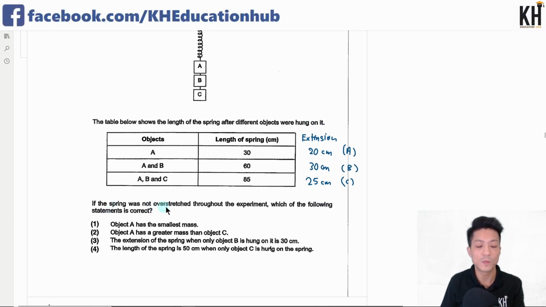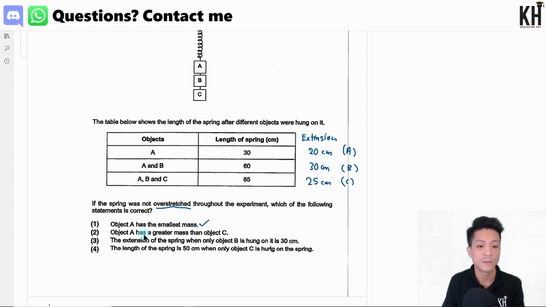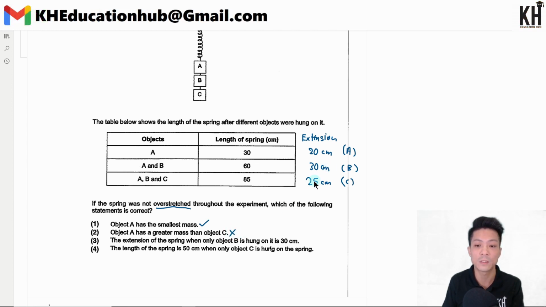Okay, if the spring was not overstretched throughout the experiment, which of the following statements is correct? Object A has the smallest mass. Yep, probably, because the extension is the least, so it should be the smallest mass. Object A has a greater mass than object C. Probably not, because object C has greater extension.